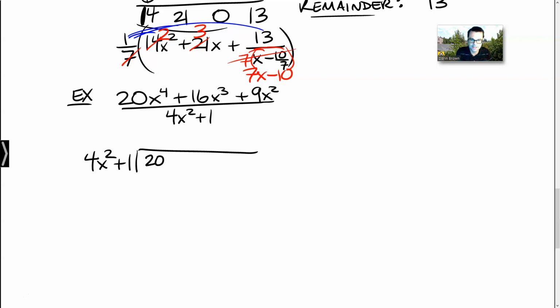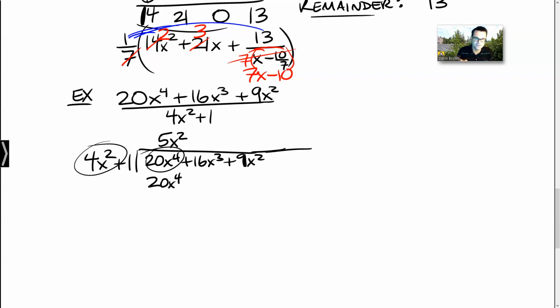So I'm going to go 20x to the 4th plus 16x cubed plus 9x squared. And okay, since the zeros are on the end here, I'm just going to leave it like this for now. Okay, let's go ahead. How many times does 4x squared go into 20x to the 4th? It goes in 5x squared times 20x to the 4th. Now here's the thing.